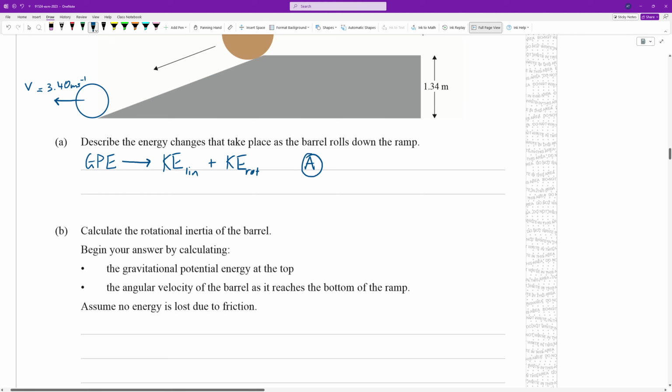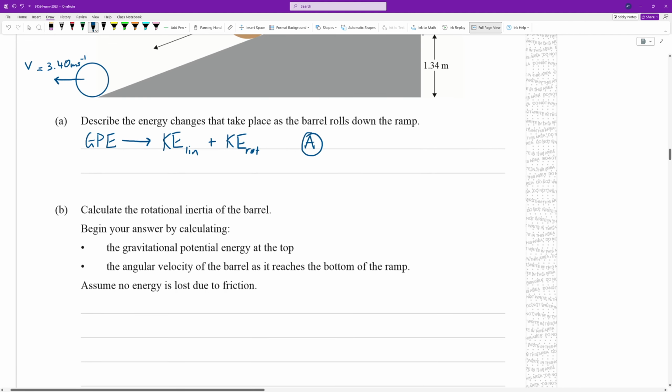Alright, and that leads us nicely into part B, to calculate the rotational inertia, so capital I, of the barrel. They've given us a hint, how gracious of them. Calculate the gravitational potential energy at the top, EP, and the angular velocity, so angular velocity is omega, at the bottom. And assume no energy is lost due to friction. Okay, great.